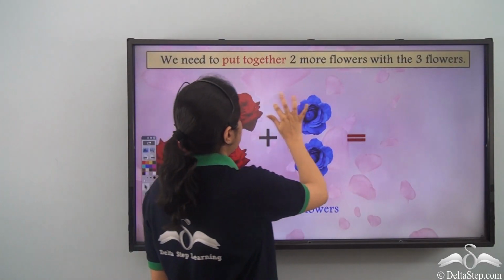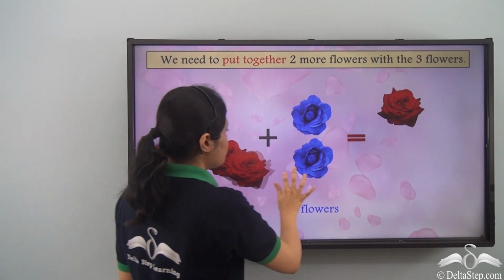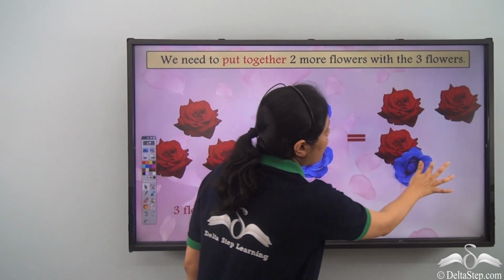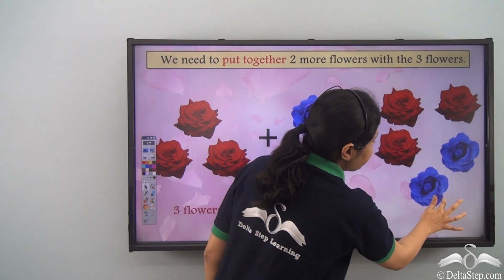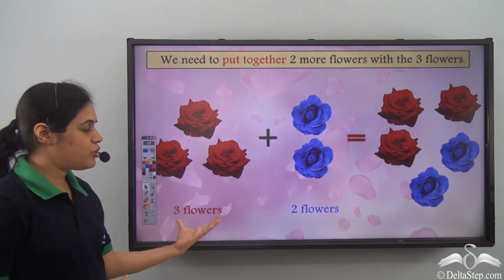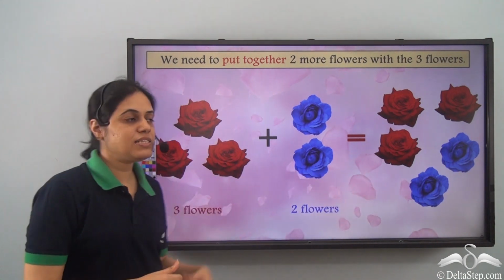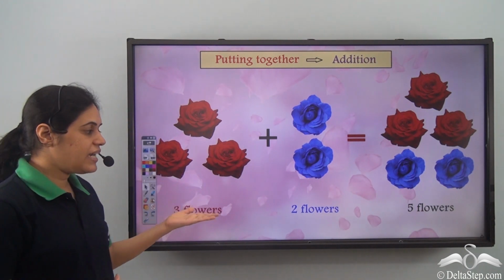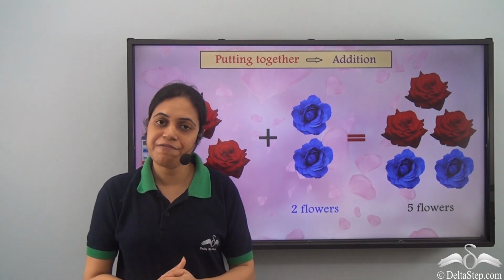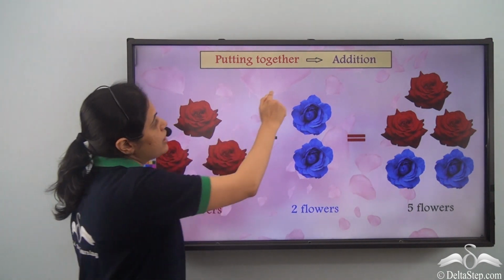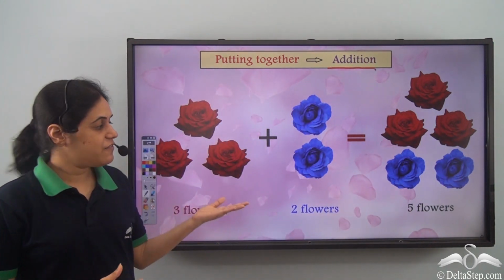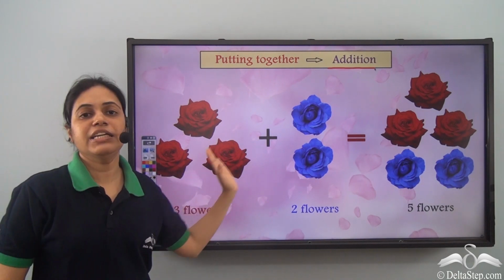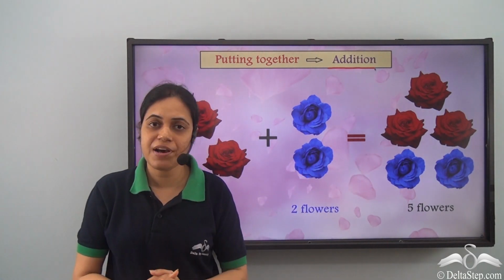So I have 1, 2, 3, 4 and 5 flowers. So when I put together 3 flowers and 2 flowers, I get 5 flowers. That is, when I add 3 flowers and 2 flowers, I get 5 flowers. So putting together is addition. And we see how we have added 3 and 2. So we combined or put together these to get 5 flowers.